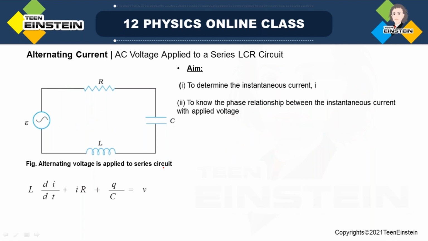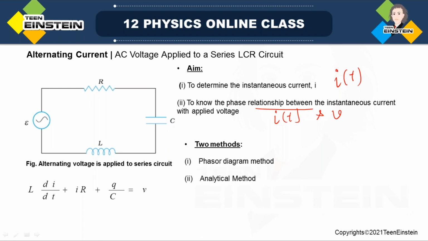All right. So this problem we have to solve. We have to find out the instantaneous current, and the phase relationship between the instantaneous current and voltage. These are the two problems we have to solve. To solve this problem, there are two methods. One is the phasor diagram method, another is the analytical method.